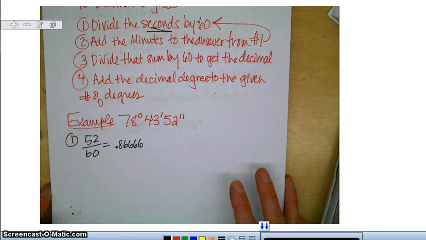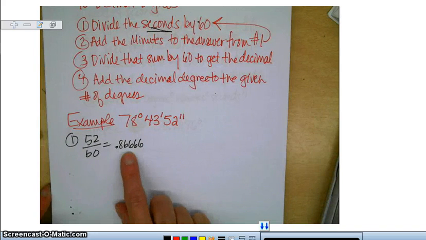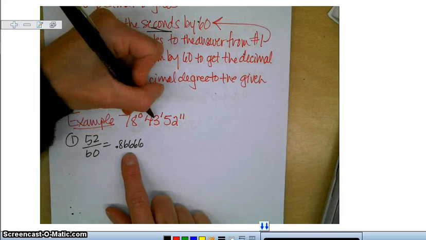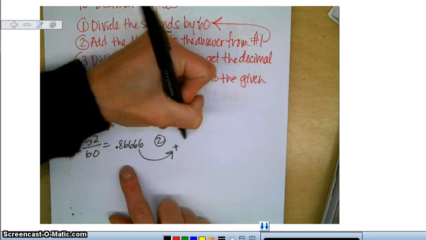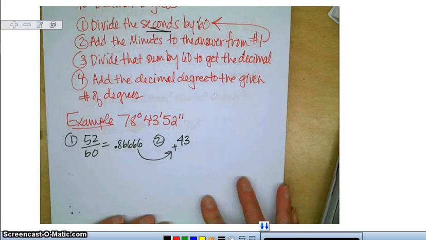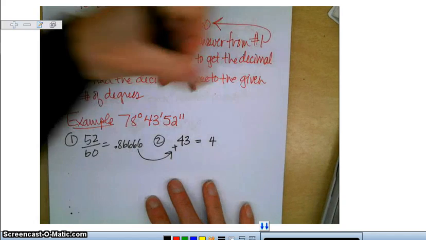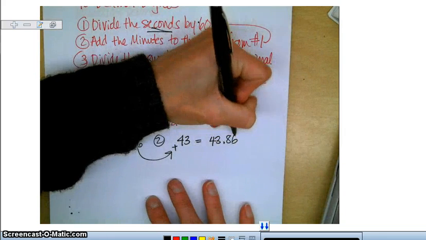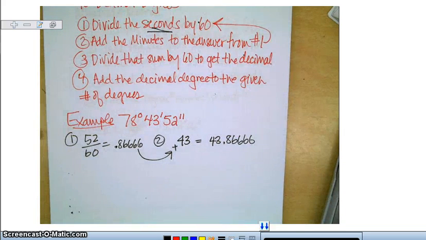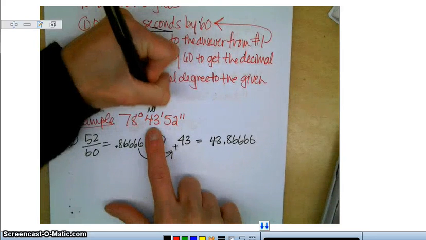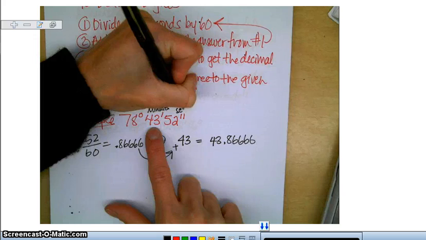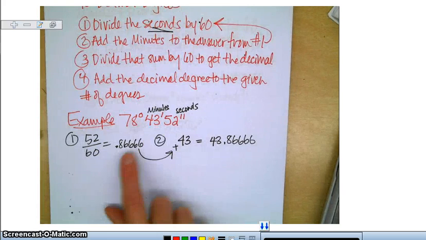Step 2 says divide the seconds by 60, and then add the minutes to the answer from number 1. So I'm going to take this and add it to 43 minutes. That plus that gives me 43.86666. Okay, so that was step 2. Now add the minutes. These were the seconds. Add the minutes to the decimal I got here.